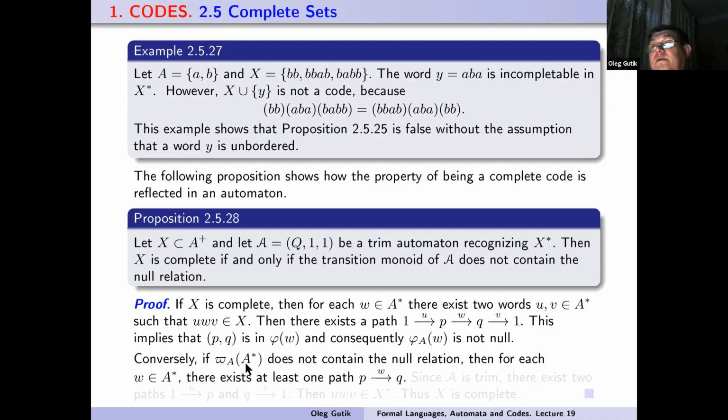Consequently, if pi of A capital star does not contain the null relations, then for each word from the free monoid A capital star, there exists at least one path from P to Q with label W. Since automaton A capital is stream, there exist two paths from the empty word to P with label U and from Q to 1 with label V. Then we get that U W V belongs to X capital star. And therefore, X capital is complete.